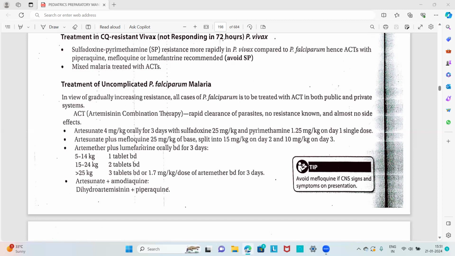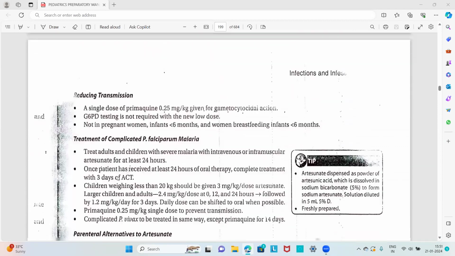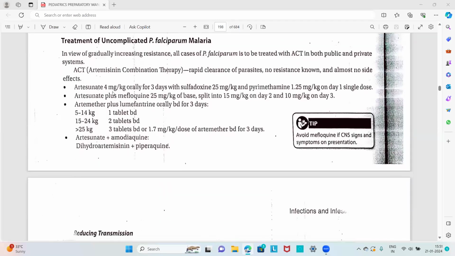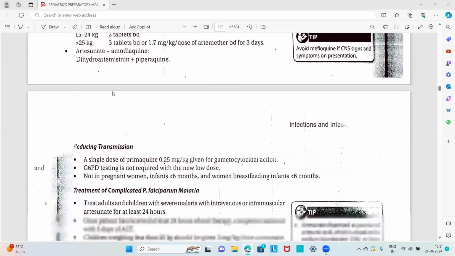Then another option is artemether plus lumefantrine orally twice daily for 3 days. In 5 to 14 kilogram, one tablet twice daily. In 15 to 24 kilogram, 2 tablets twice daily. Greater than 25 kilogram, 3 tablets twice daily, or 1.7 milligram per kilogram dose of artemether twice daily for 3 days. And these are the treatment options for uncomplicated Plasmodium falciparum malaria.